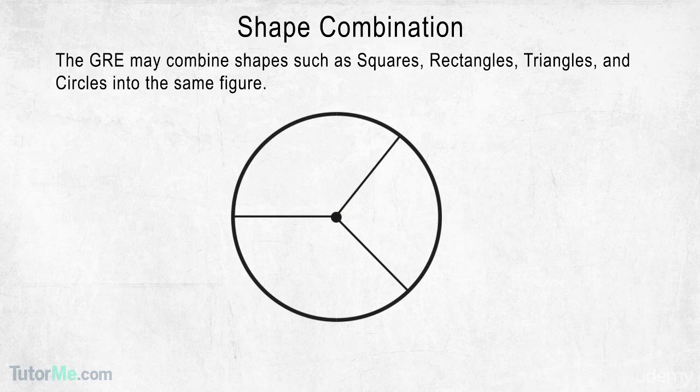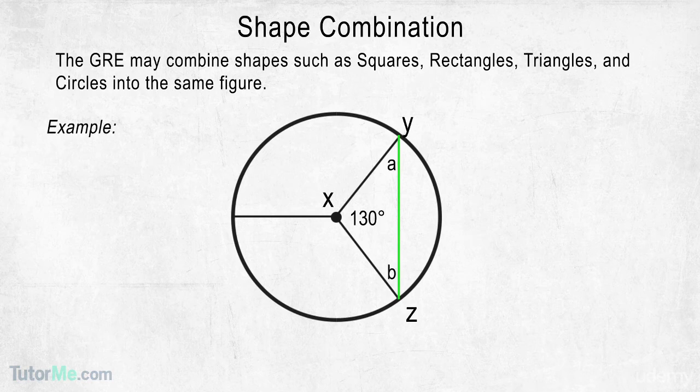The GRE may combine shapes such as squares, rectangles, triangles, and circles into the same figure. Let's take a look at an example. Find the measure of angle A. So we're given 130 degrees for one angle of the triangle. As we'll cover further in the triangle lesson, the 3 angles in every triangle always add up to 180 degrees. Knowing this, we can subtract 130 from 180 to get 50 degrees.